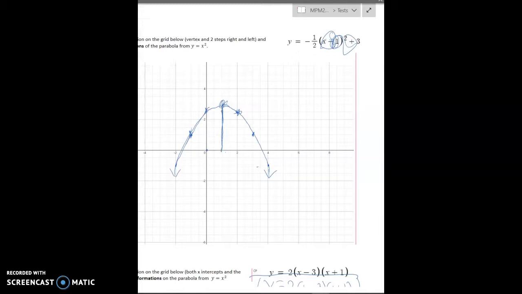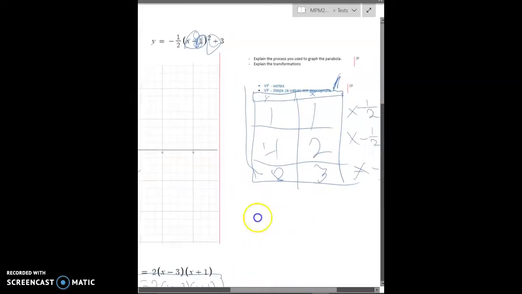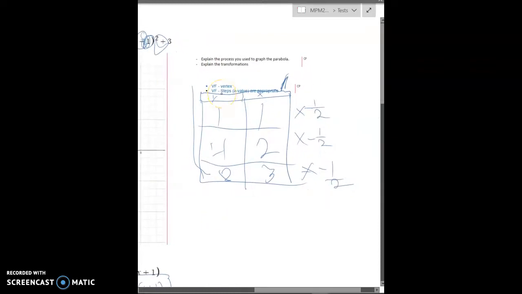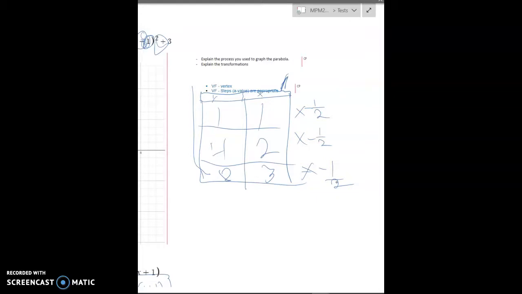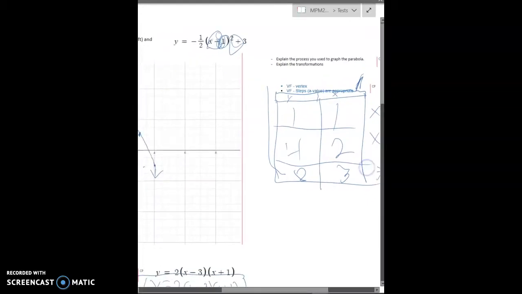And then I had to use this graph right here to give me the y and x values. So these are the normal y and x values on a parabola, and I multiplied them by half because I had to multiply the y values by half because that's the number right here.